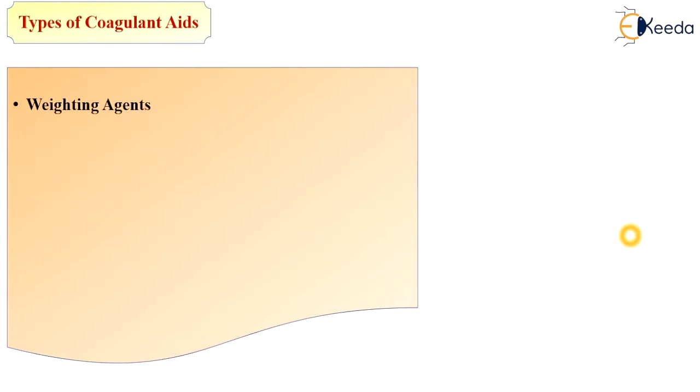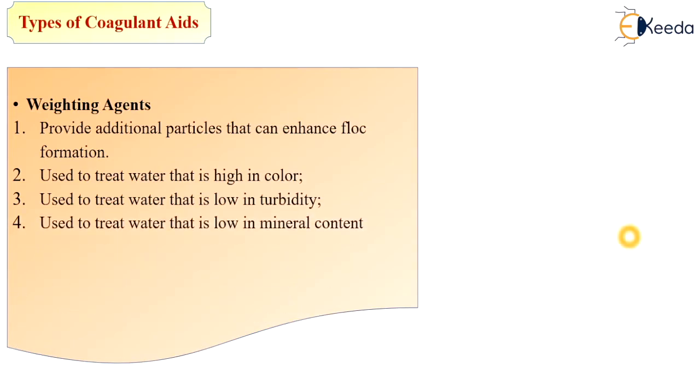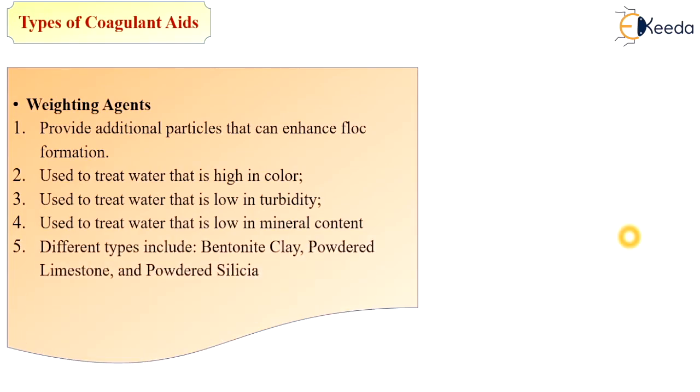The next type of coagulant aid is the weighting agent. First we have seen activated silica, next are the weighting agents. It provides additional particles that can enhance flock formation, and is used to treat water that is high in color, low in turbidity, and low in mineral content. Different types include bentonite clay, powdered limestone and powdered silica. So these are the types of weighting agents that are used as coagulant aids.